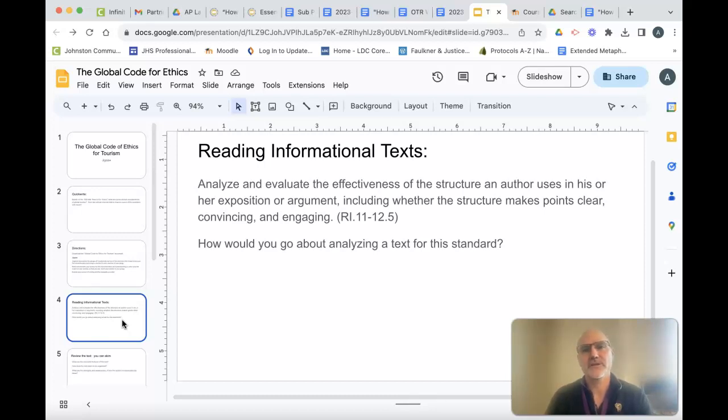Analyze and evaluate the effectiveness of the structure an author uses in his or her exposition or argument, including whether the structure makes points clear, convincing, and engaging. This is basically the exact same standard that we did with narrative, except it's with informational text, and the focus is shifted to making points clear, so we are easily understandable, convincing, meaning that we would obviously be convinced of some idea or concept, and engaging, like what parts of the text are really trying to get us interested and try to figure some of that stuff out.